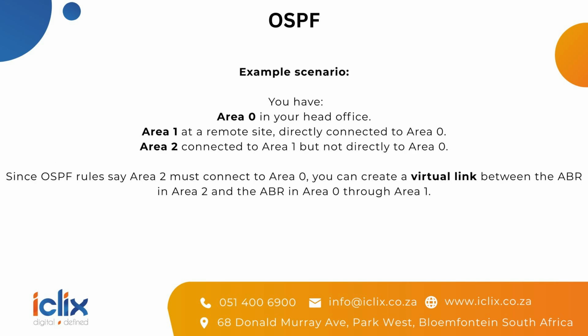Example scenario: you have Area 0 in your head office, Area 1 at a remote site, directly connected to Area 0. Area 2 connected to Area 1 but not directly to Area 0. Since OSPF rules say Area 2 must connect to Area 0, you can create a virtual link between the ABR in Area 2 and the ABR in Area 0 through Area 1.